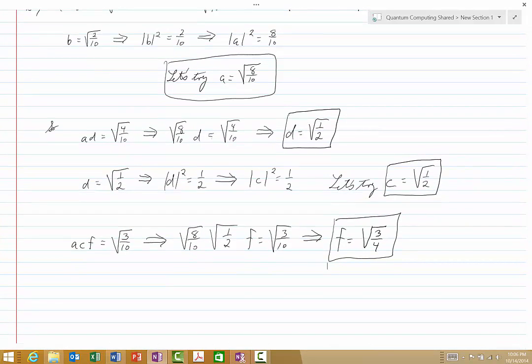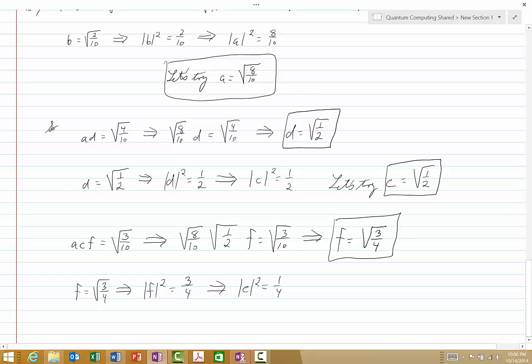And then finally, if F is the square root of 3/4, we could say F equals square root of 3/4 implies the magnitude of F squared is equal to 3/4, and that would imply that the magnitude of E squared is 1/4, which implies that, well, let's try E equals square root of 1/4.